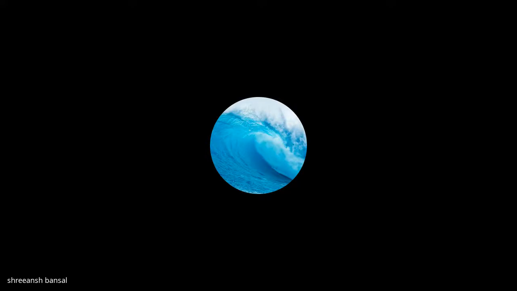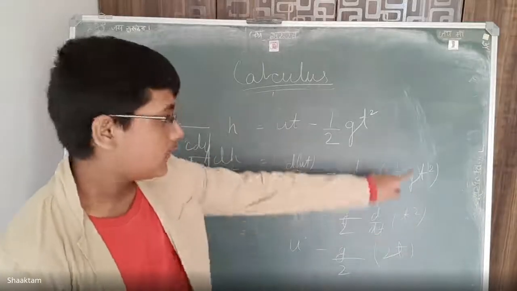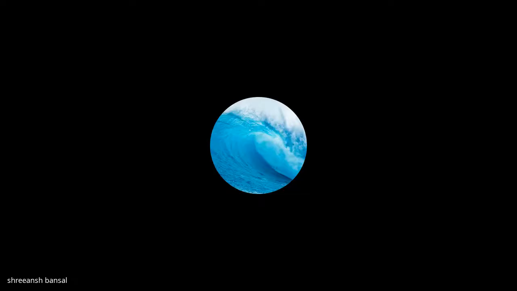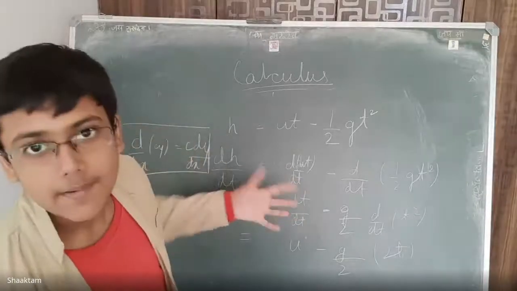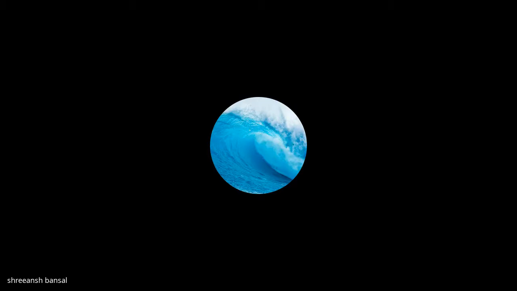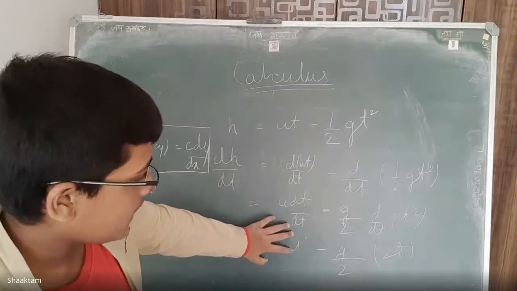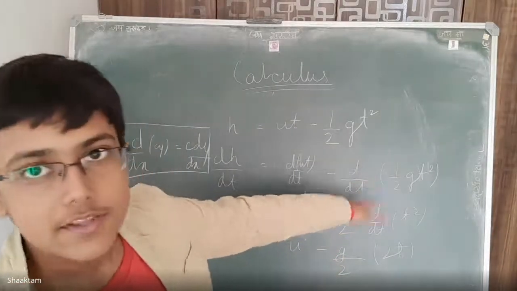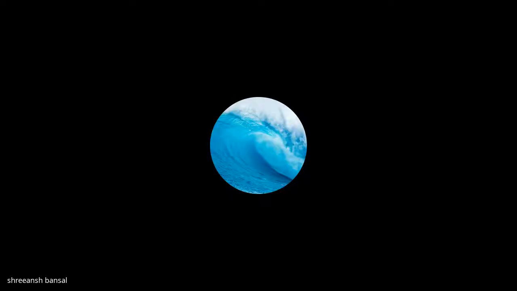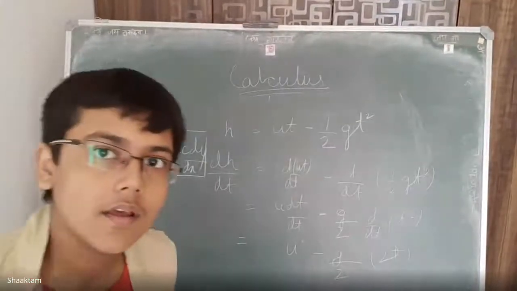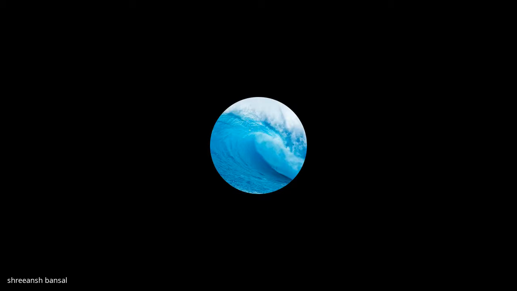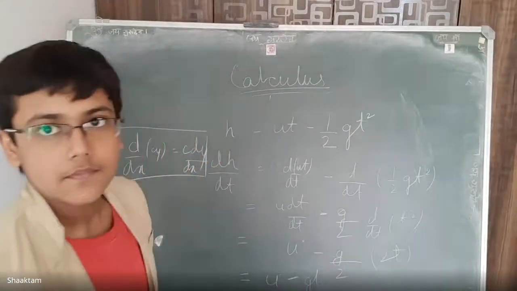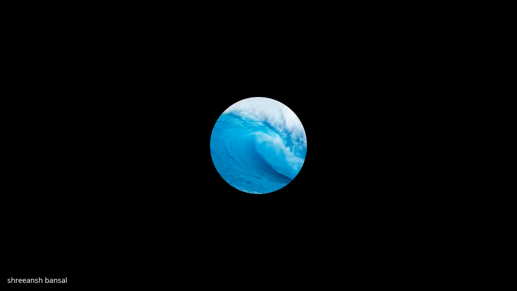Yes. Now, d by dt of t square, you bring the 2 down and it's 2t raised to 1, which is 2t. Fine? So dt by dt is 1. So for the first part, minus g by 2, I have kept unchanged. It's a constant. D by dt of t square, as you said, is 2t. Yes, it's totally visible. So finally it will be u minus gt. Correct? So this is for dh by dt.